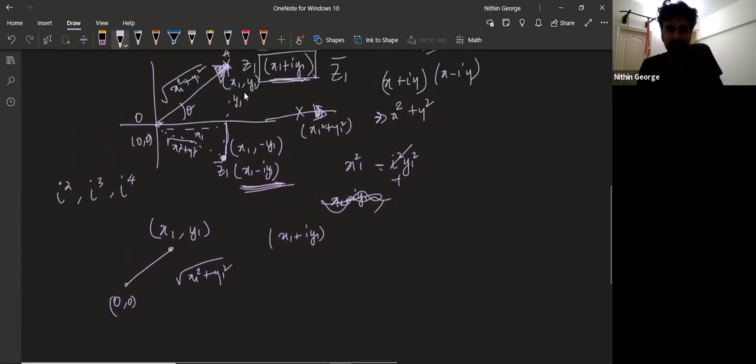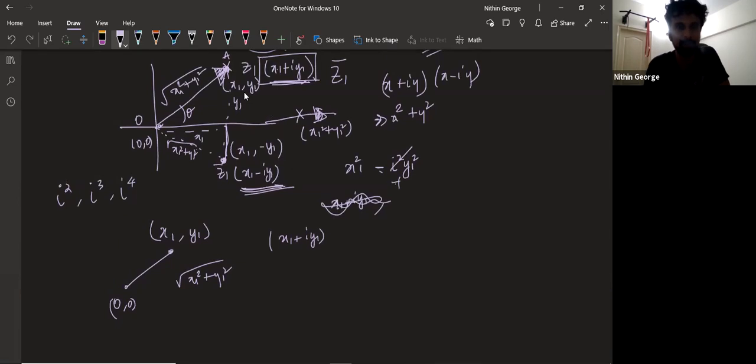So we have the distances. Now, can you tell me this angle theta? How do you find the angle theta? Okay. Tan inverse y1 by x1. Just imagine this triangle and then see the angle theta. Tan inverse y1 by x1. Right.